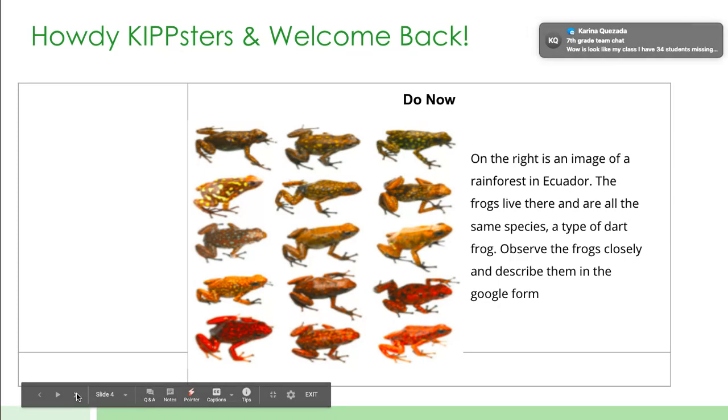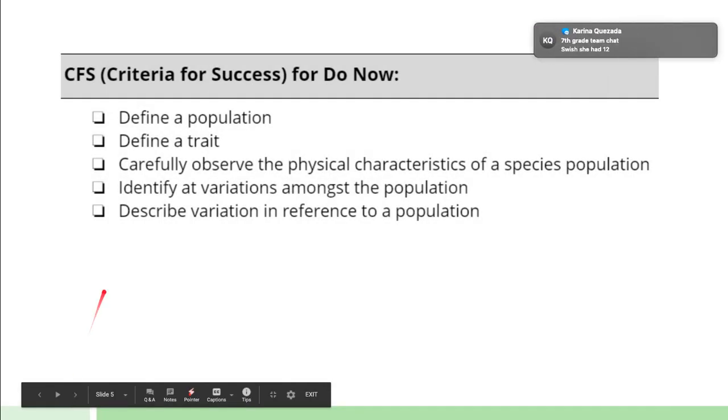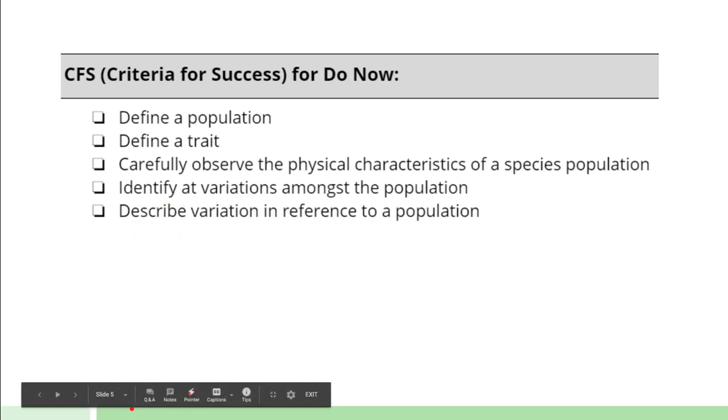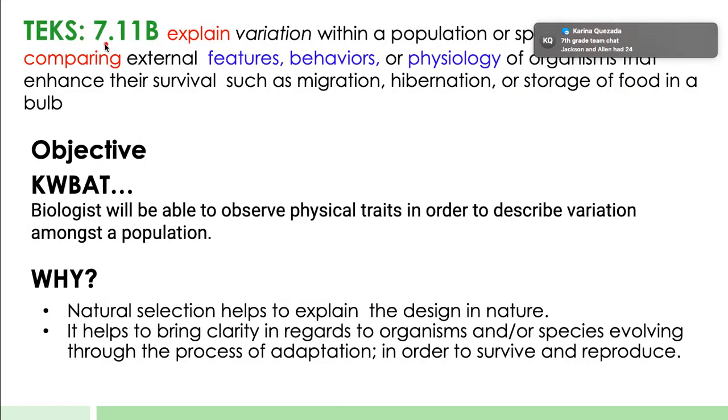All right, so the next thing I want to make sure you understand is your CFS. Here, I want you to define a population. You're going to be able to define a trait. You're going to carefully observe the physical characteristics of a species population. You're going to identify variations amongst the population and describe the variations in reference to a population. I've already gone over your TEKS.